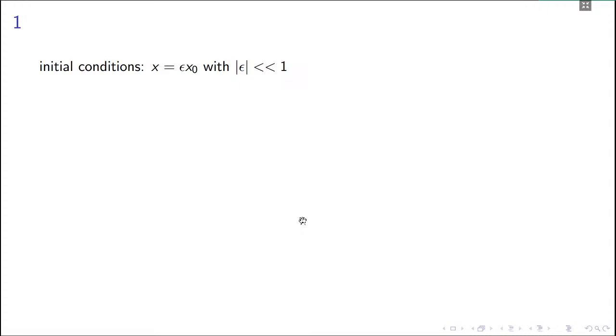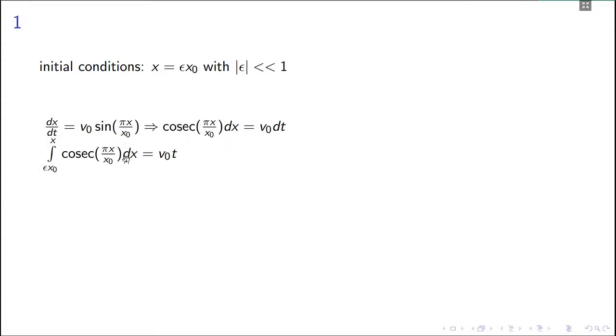So this is the initial condition. X is epsilon times x naught, with mod of epsilon much smaller than 1. So epsilon is very small, but it can be a small negative quantity also. This was your given equation. So velocity, or dx dt, is this. Now you just bring this one to this side. So this will become cosec x dx, and this will become v naught dt. Now you just integrate with the initial conditions, epsilon x naught to x and 0 to t. So the integral of this one is log of cosec x minus cot x.